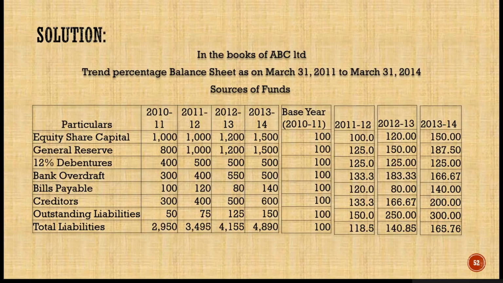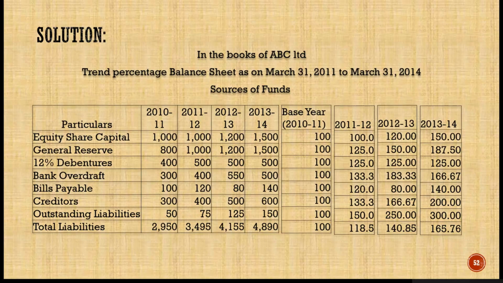So here we can see the trend now, 2011, 12, 13 and 14. In case of equity share capital, in 11 it is 100, in 12 it is again 100, in 13 it rose to 120, and in 14 it reached 150 percent. In case of general reserve, again see the trend: 100, 125, 150, 187. That means here we can see an increasing trend in both equity share capital and general reserve.